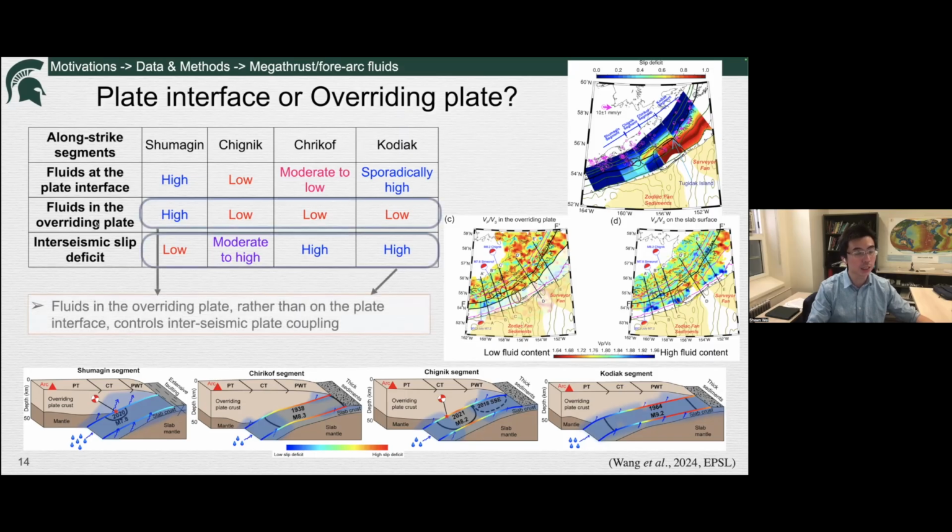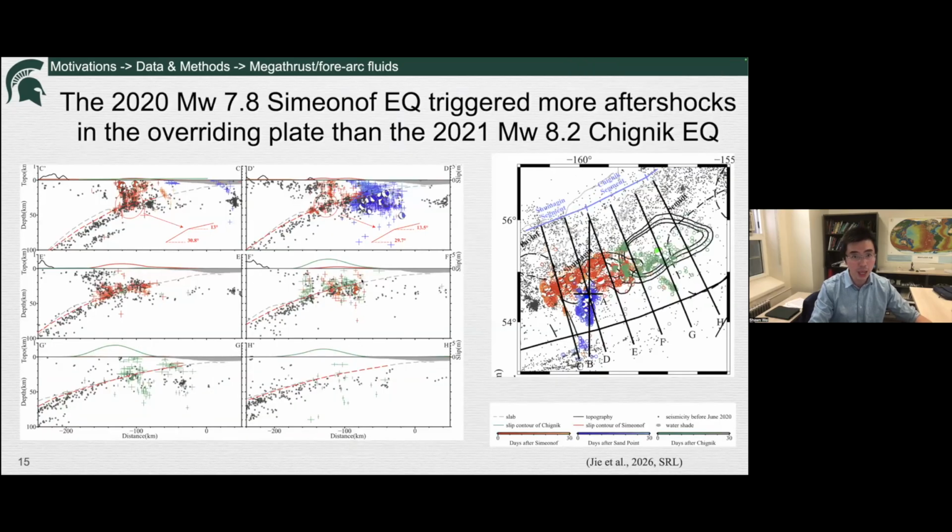Instead, we see the fluids in the overriding plate strongly anti-correlate with the interseismic slip deficit. So that's why, for this part, we think fluids in the overriding plate, rather than on the plate interface, actually control interseismic plate coupling. And this is actually supported by the aftershock catalogs.